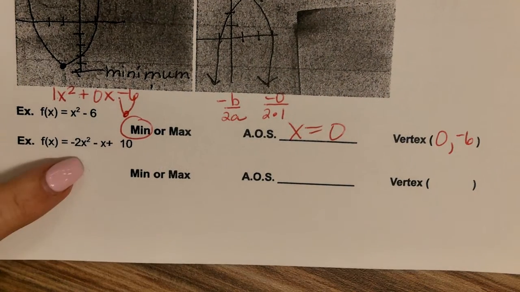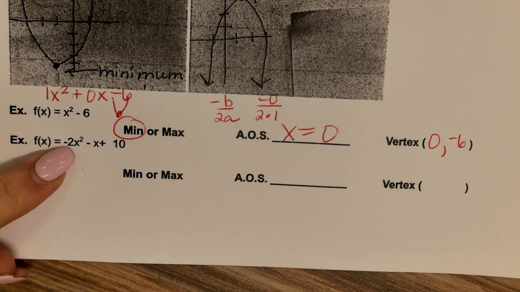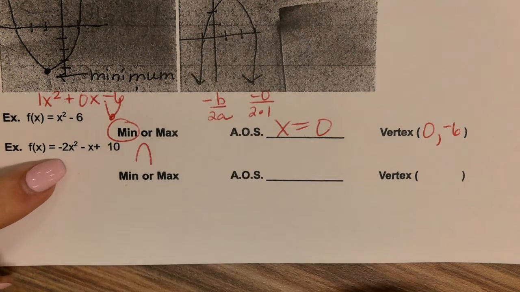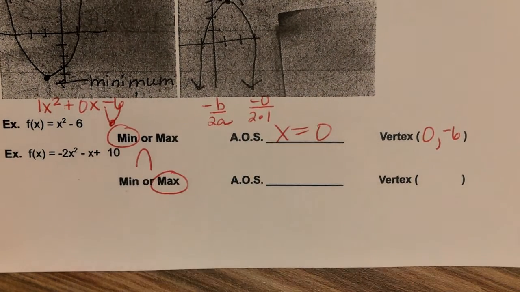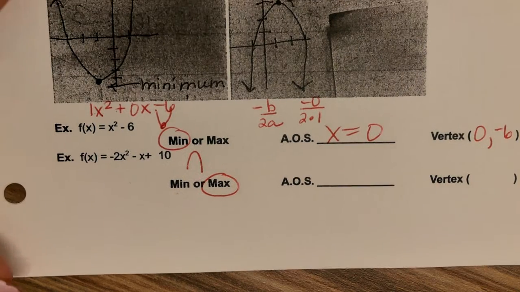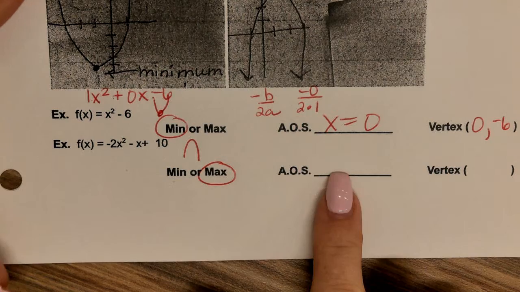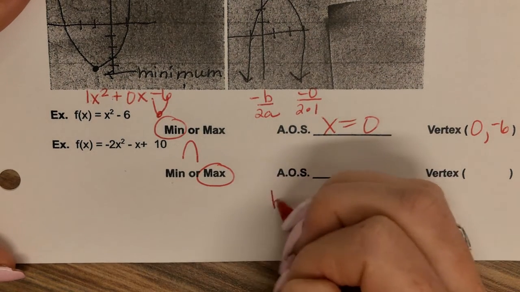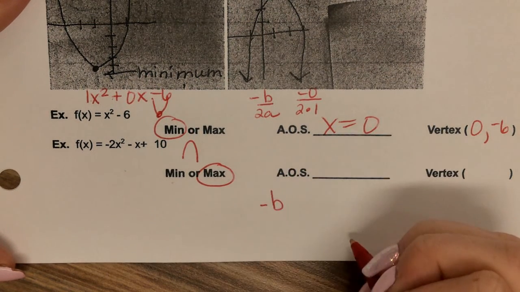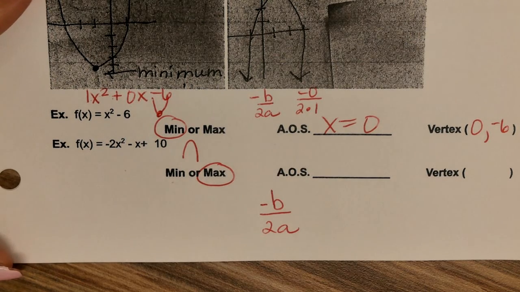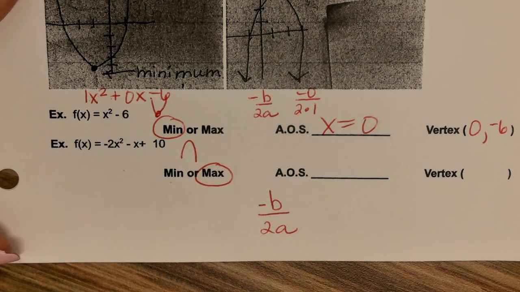All right, the next one. Is this a happy face or a sad face? Sad face. So is it going to have a minimum or a maximum? A maximum. Okay, how do you find axis of symmetry? Negative b over 2a. You don't have to memorize that. It's on your star chart.